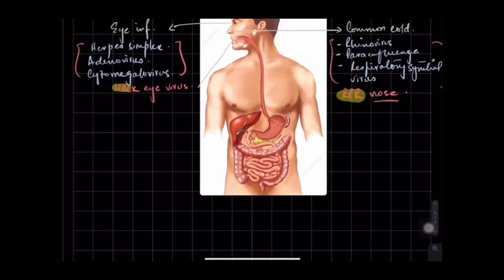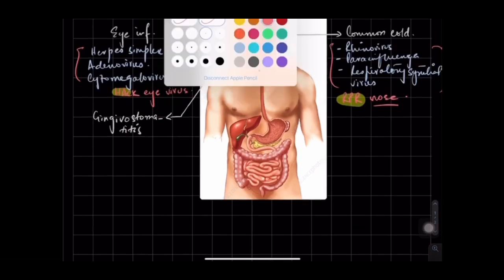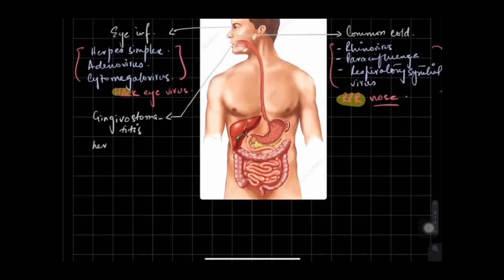The third one is the infection that happens in our gingival area, which is gingivostomatitis. And the only virus that causes gingivostomatitis is herpes simplex type 1.